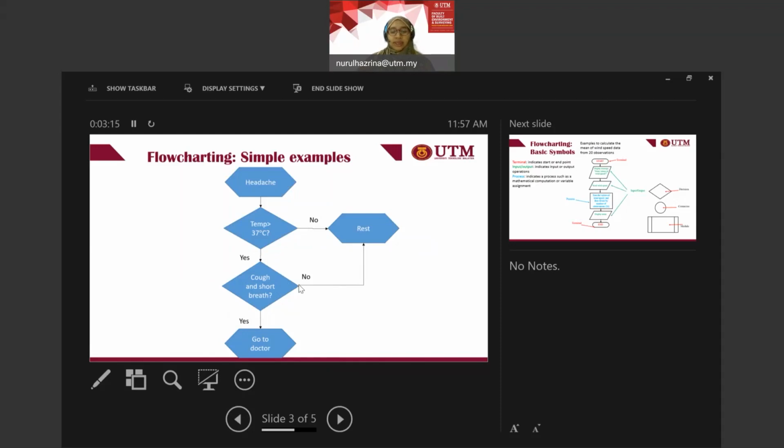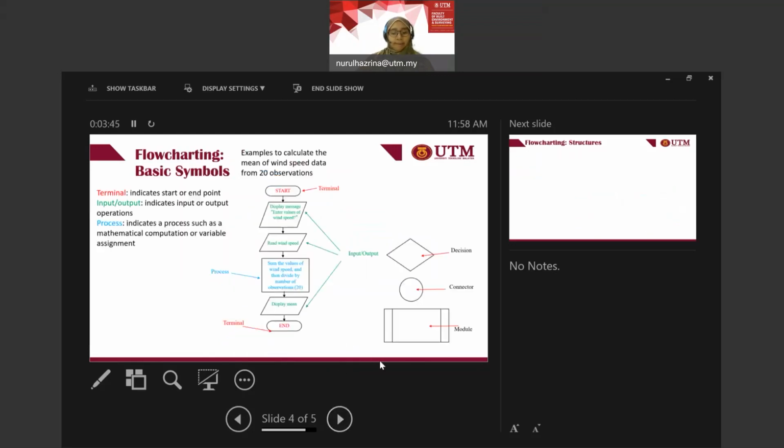If no, then take a rest. But if yes, we need to see the doctor for a further check up. This is a simple example of flow charting of our daily action if we have a headache. In computer programming, our step-by-step procedures can be visualized with a flowchart too.